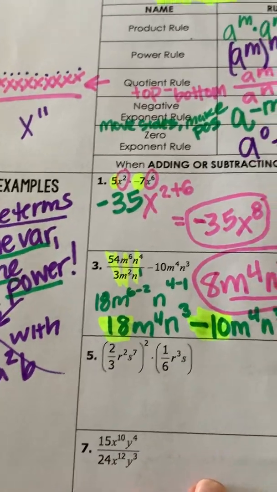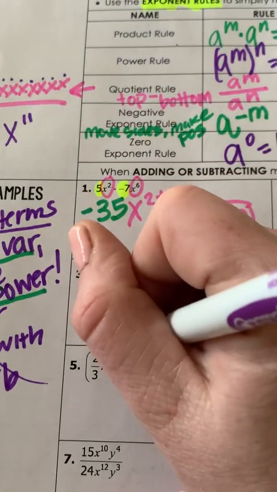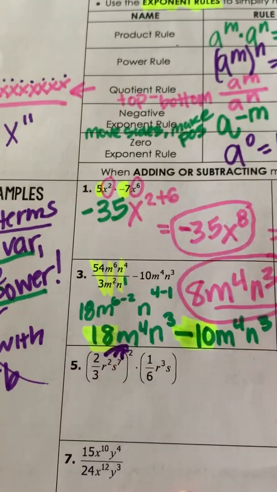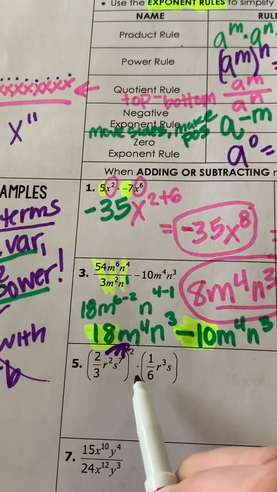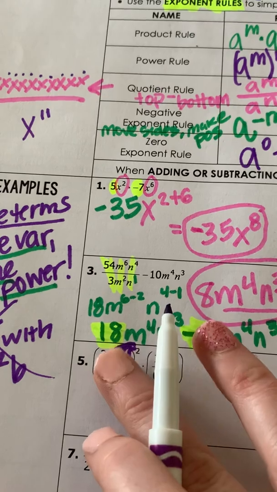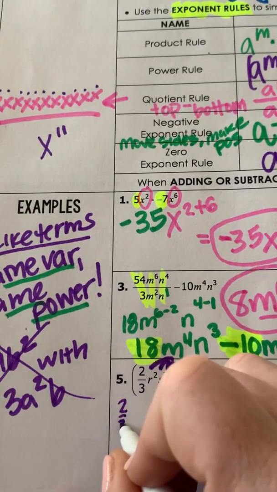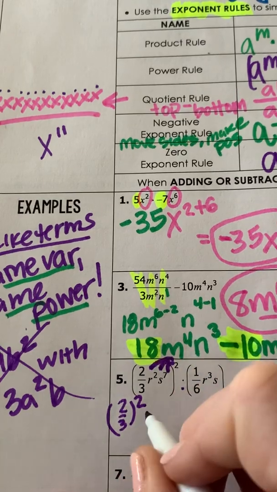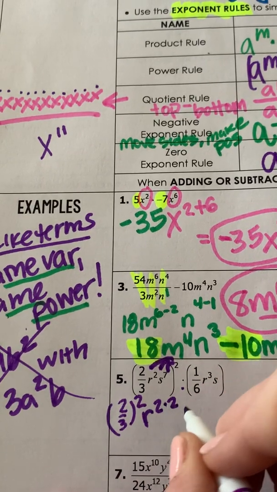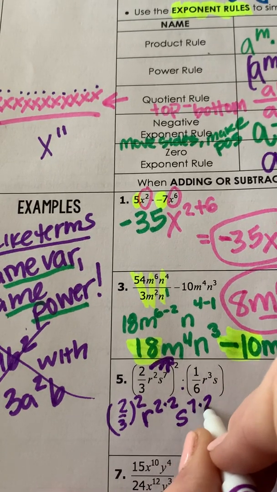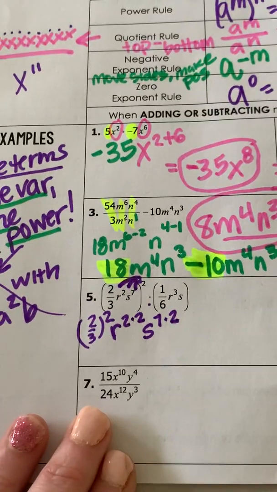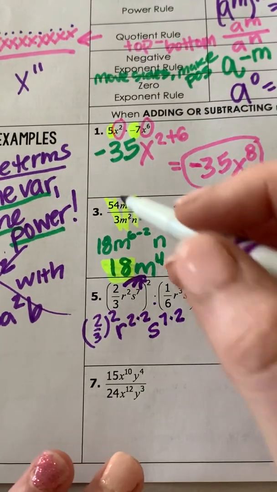Cool, moving on. So number 5, I have to distribute the 2, the squared, then times. So PEMDAS still holds, E before M. Okay, when I do 2/3 squared, it's the whole thing squared, then r to the 2 times 2, s to the 7 times 2. Let's deal with that first, and then we'll times it by the other monomial.